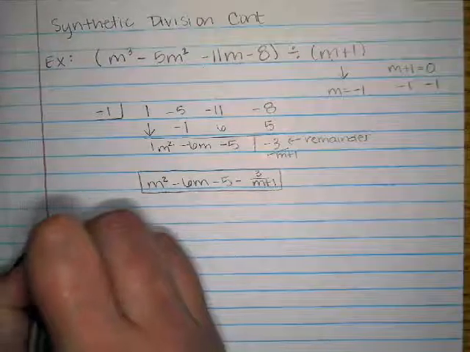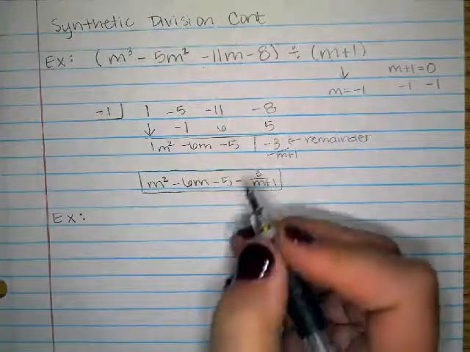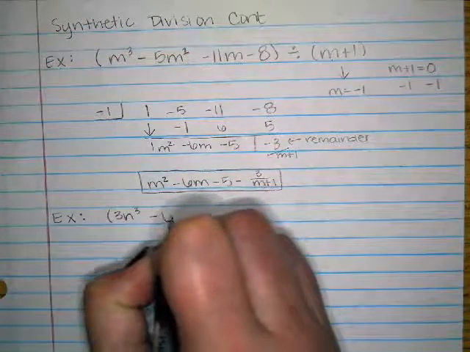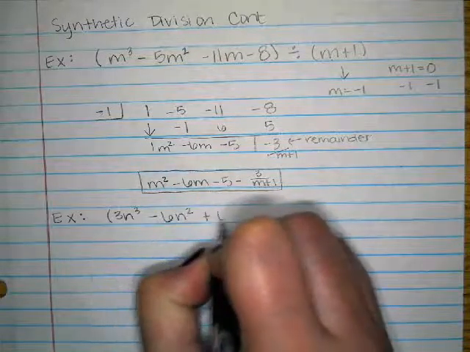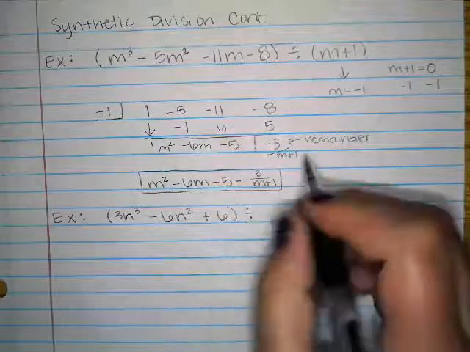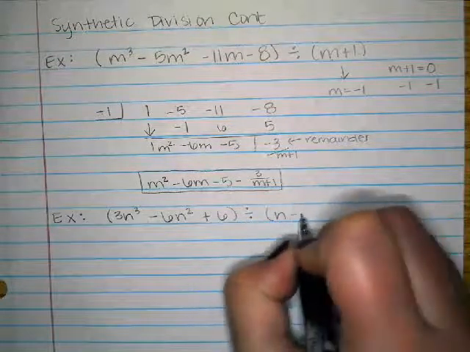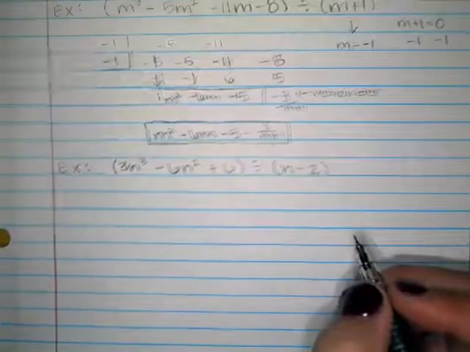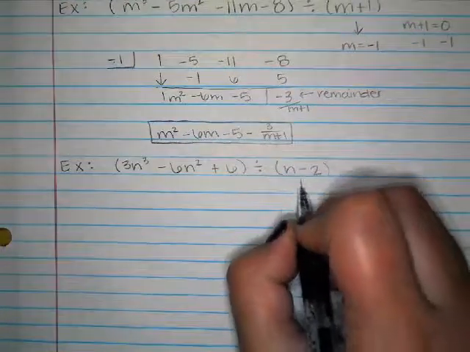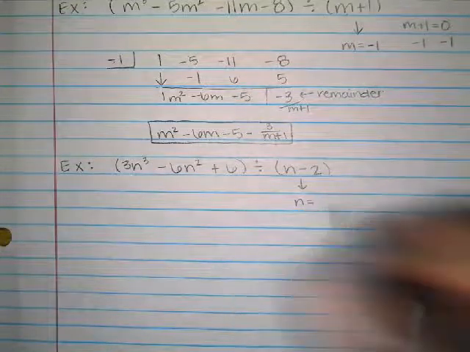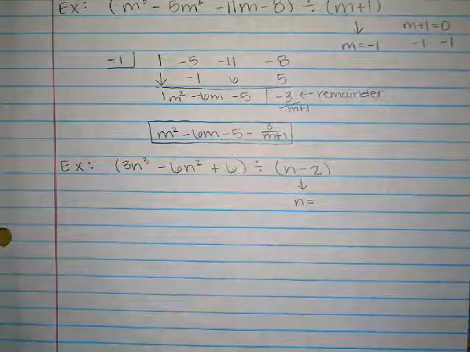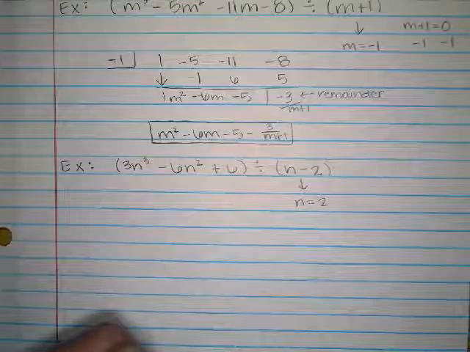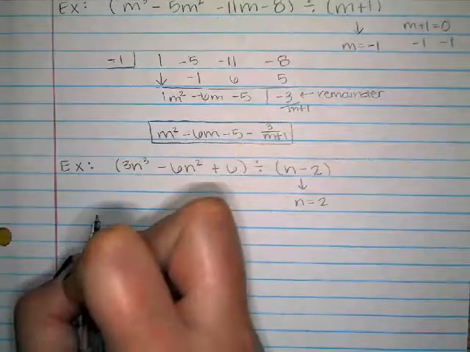Okay, here's another example. We're going to do 3n to the third minus 6n squared plus 6 divided by n minus 2. Okay. So for this part, we're going to say n equals 2. Okay. So 2 goes in the box.